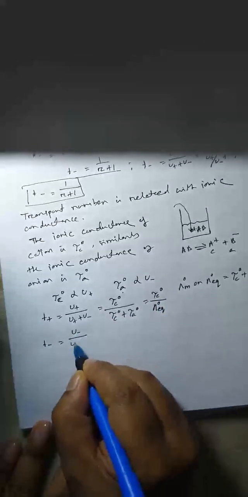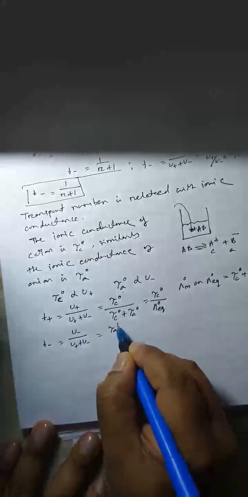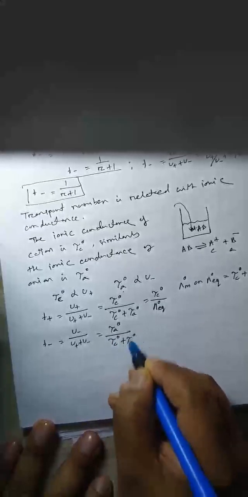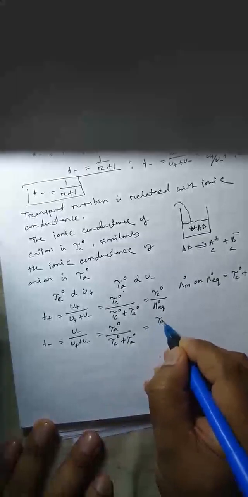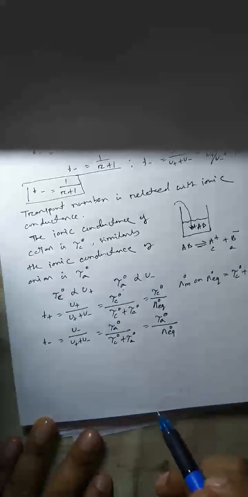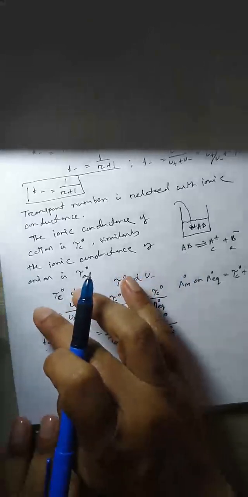Similarly, the transport number of the anion is u minus divided by u plus plus u minus, which is equal to lambda A naught divided by lambda C naught plus lambda A naught. This is nothing but lambda A naught divided by lambda EQ naught. This is the relation between the transport number of the anion and the ionic conductance of the anion. So in this way you can find the relationship between the transport number and the ionic conductance.